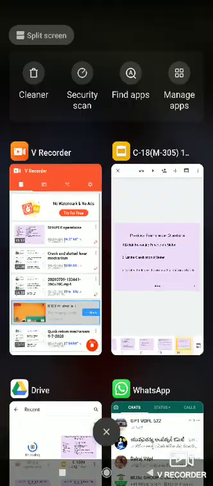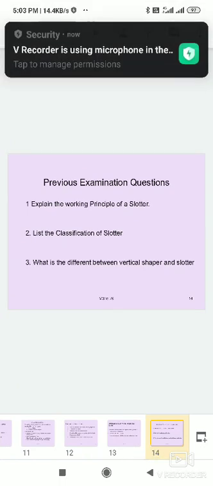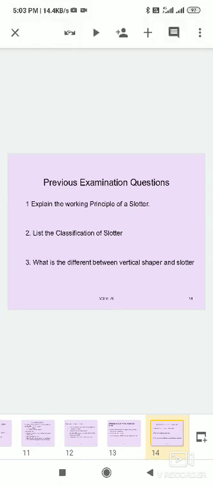The slotter machine is very important. Explain the working principle of the slotter, and the components are also very important, and the figure is also very important. Sometimes 50% of marks are asked for theory and figure, and sometimes a short question, list out the components of the slotter.